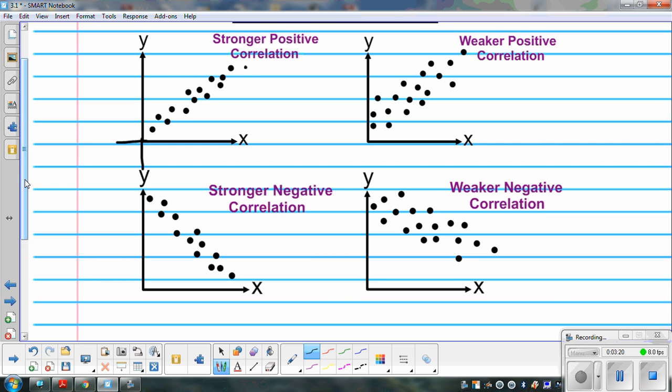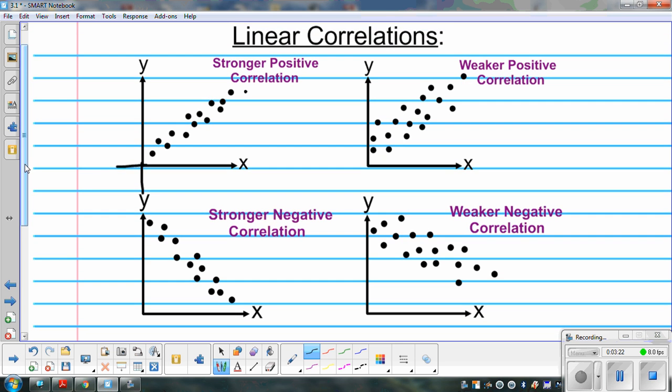So I'd like you to make sure that you have all 4 of these drawn, because part of what we're doing today is we're looking at scatter plots that have already been drawn, and we're analyzing them. We're looking at the correlation. How strong is the correlation? Is it strong, the points are close together, or is it weaker, they're further apart? So having these 4 examples in your notes will help you with your assignment later.